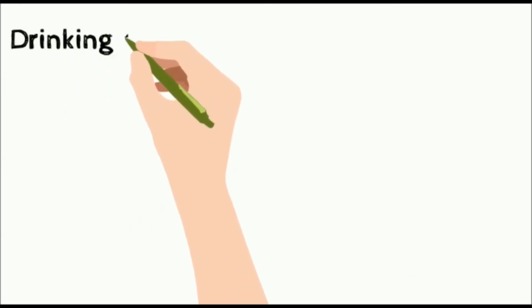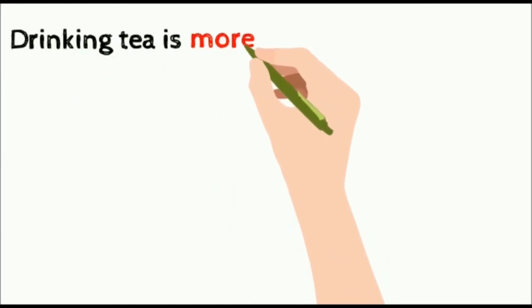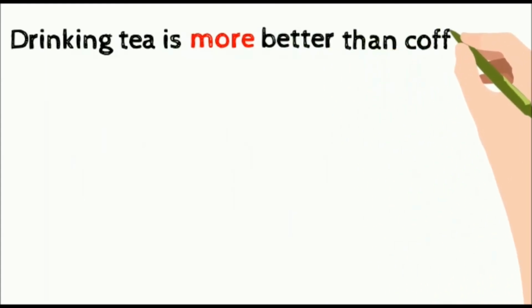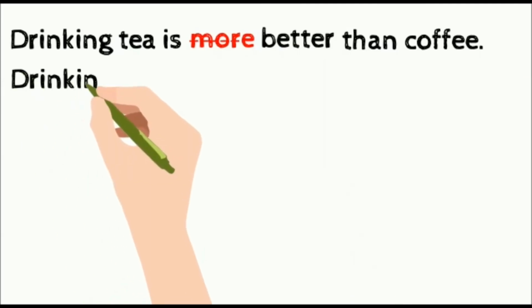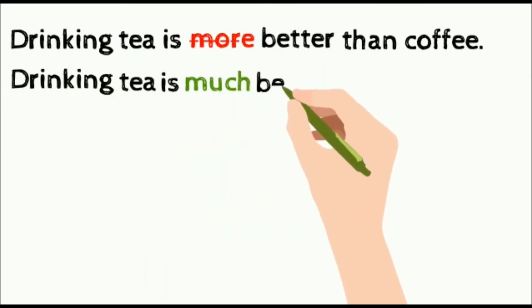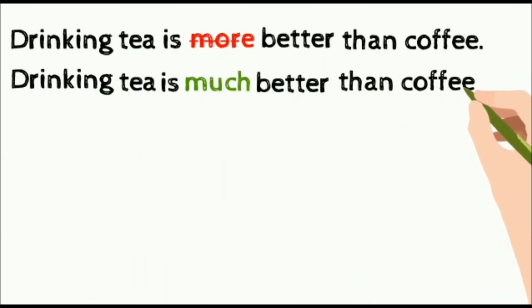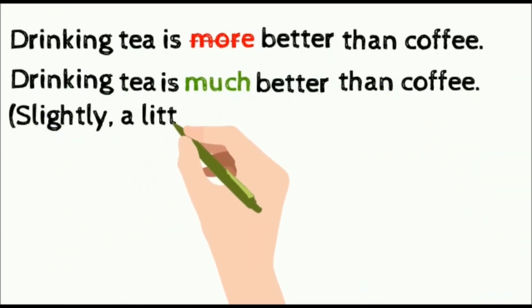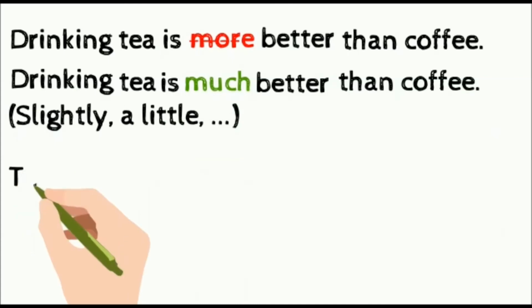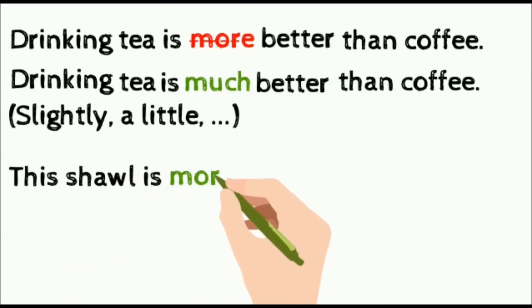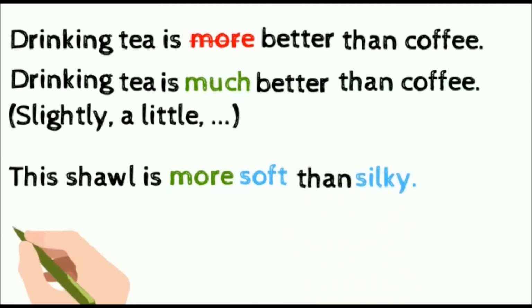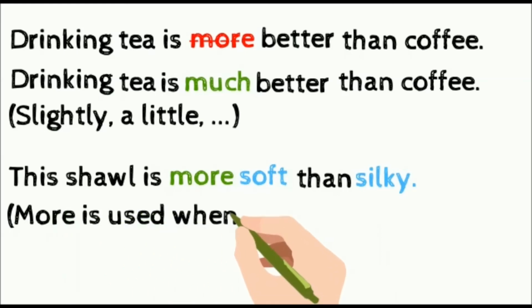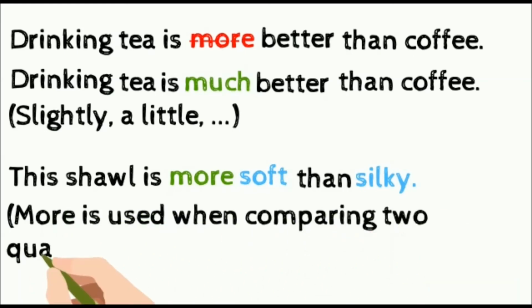Here are some rules that are to be followed. Drinking tea is more better than coffee. We do not use more before the comparative degree of the adjective good, which is better. Instead, you can say drinking tea is much better than coffee, or you can use some other adjectives such as slightly, a little, etc. This shawl is more soft than silky. You can use more when you're comparing two different adjectives, that is soft and silky. Here this expression is right.